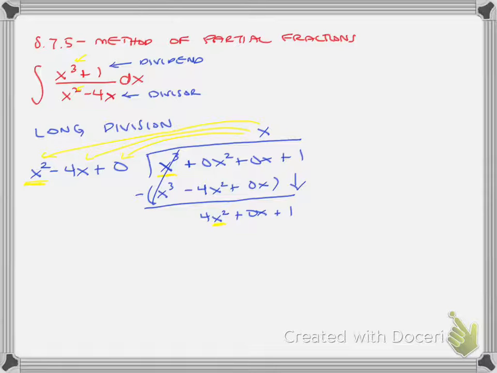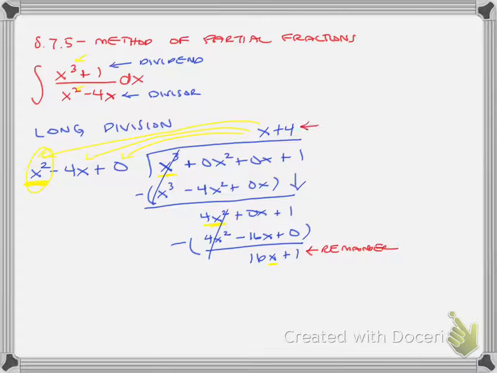And so since it's the same, we now say, well, x squared times what will give me 4x squared, and that will be 4. Then distribute that 4 to each of those terms. So 4x squared minus 16x plus 0. Subtract and add down. That will cancel off. We get 16x plus 1. Now this degree is less than the degree in the divisor. So this becomes our remainder. And up here is our quotient.